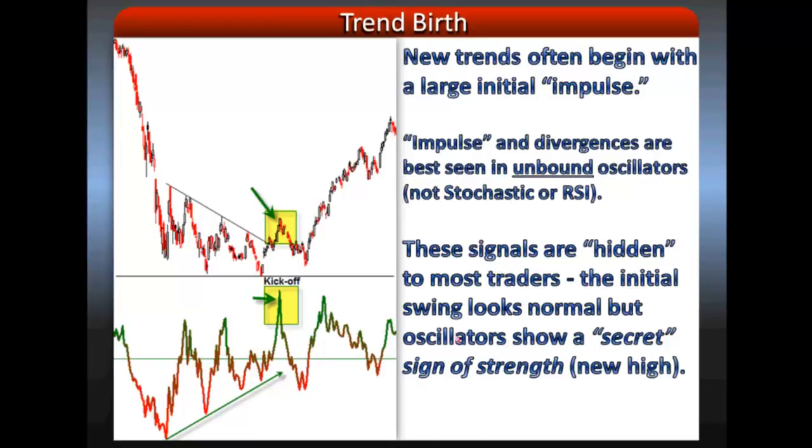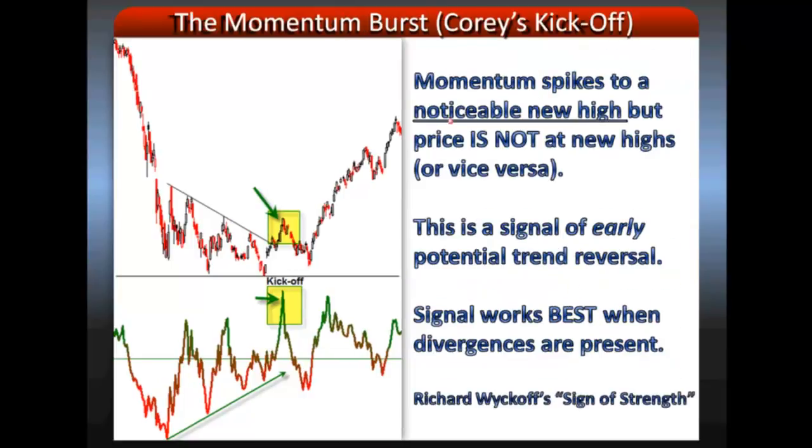So it's the same thing. Momentum spikes to a noticeable new high, but price is not at a new high. The oscillator is at an all-time chart high, and price is just coming off the low. Not that thrilling. It's an early reversal. And if you see a divergence, even better. And again, if you want to go back and research this, Richard Wyckoff was the one who conceptualized this, but not on the intraday chart. He looked at daily charts, and this is kind of new to today's world, 2016 and beyond.